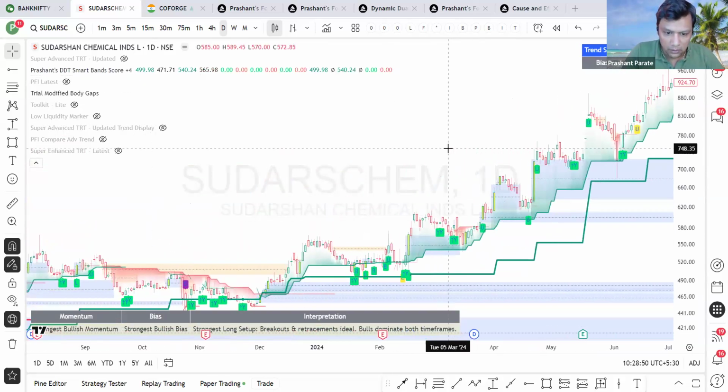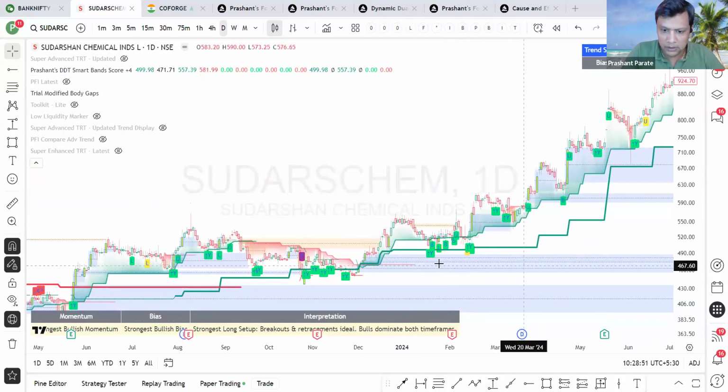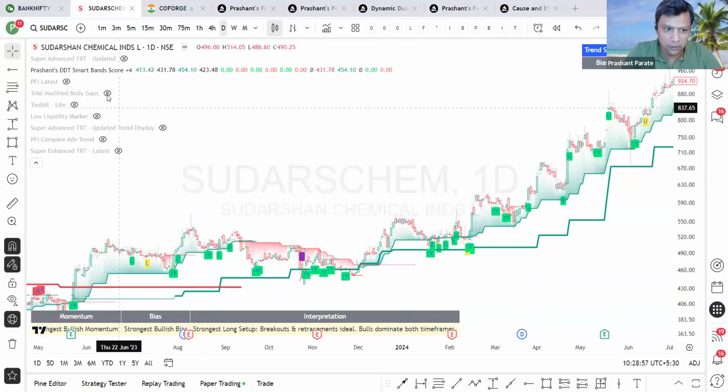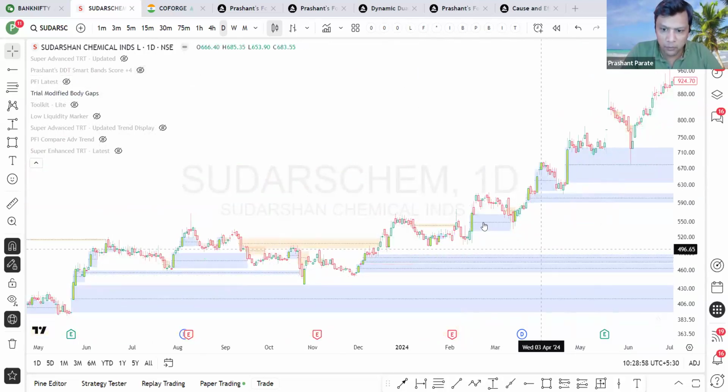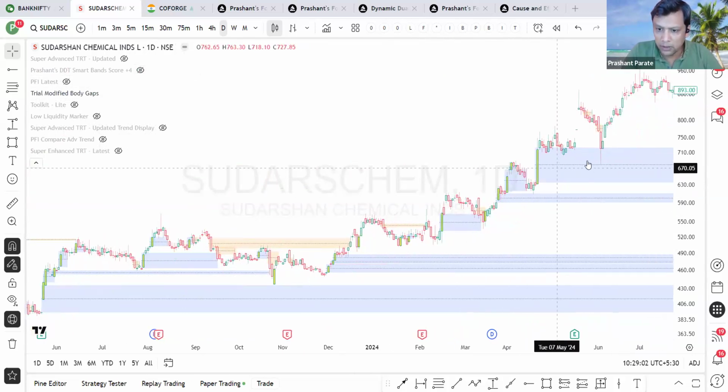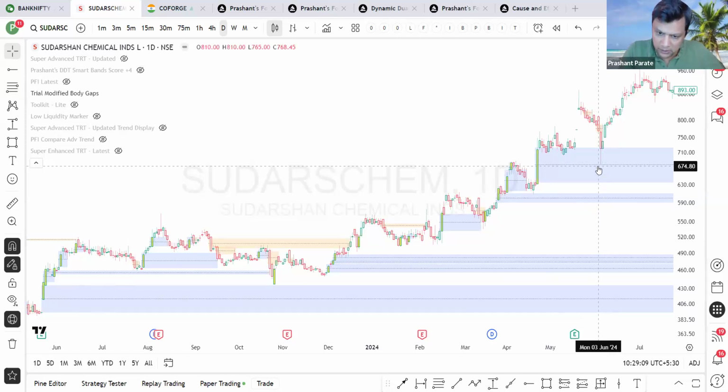See, here we have multiple momentum entries. If you don't want to use this, then you can use strong hidden gaps. It will show you levels at which a momentum entry can be taken. You can buy here, you can buy here, you can buy in this. It almost touched this 50% line. Many times it comes, many times it doesn't.